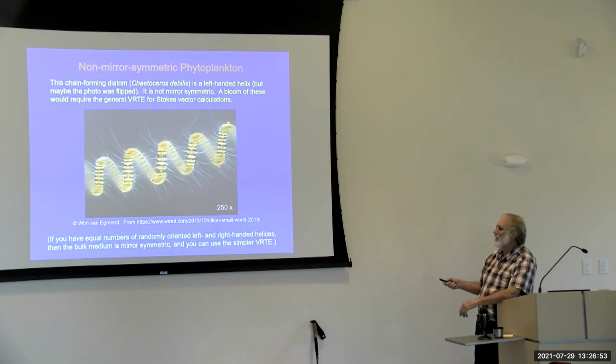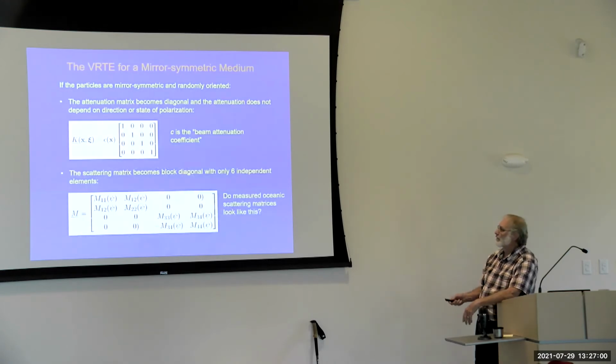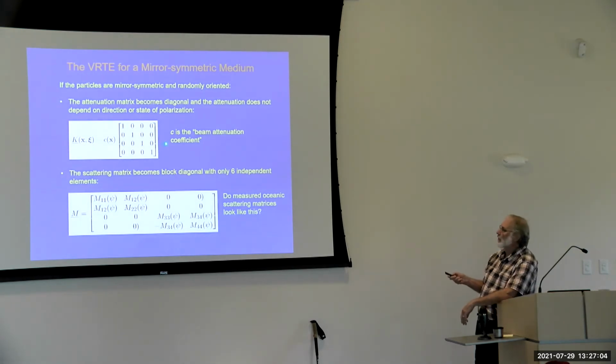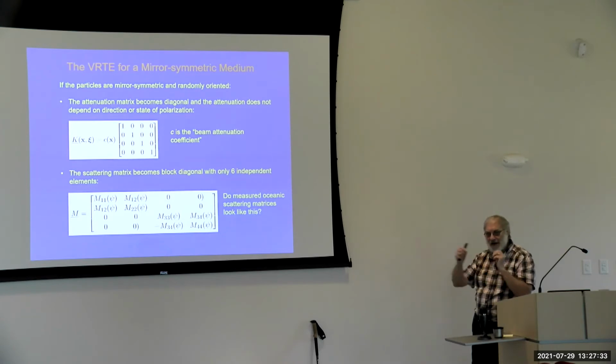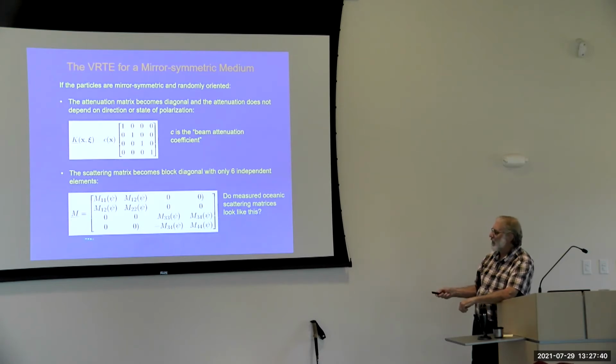But 99 times out of 100, you don't have a bloom of these things. The particles are mirror symmetric, and you're okay. So when you do have mirror symmetric particles, the 4x4 attenuation matrix becomes diagonal, and the diagonal values are, guess what? The beam c coefficient, the beam attenuation. Previously, the different states of polarization could attenuate at different rates, depending on their state of polarization. But if you have mirror symmetric particles, then all states of polarization decay at the same rate according to the same beam attenuation coefficient. And then for mirror symmetric particles, this 4x4 Mueller matrix looks like this.